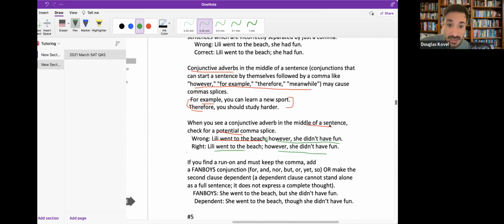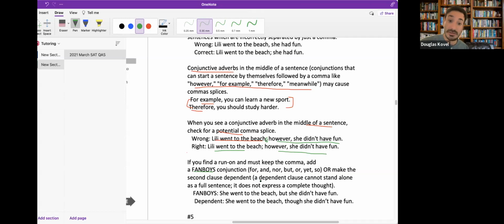So one thing is you could add what's technically called a coordinating conjunction, but FANBOYS conjunctions are kind of the shorthand that we use to remember that. These are 7 conjunctions, which are for, and, nor, but, or, yet, so. That's where you get the FANBOYS from. You could put that between the independent clauses after the comma. So I gave you one potential correction there: "She went to the beach, but she didn't have fun." By changing however from a conjunctive adverb to a FANBOYS conjunction, I was able to keep the comma and not have an error.